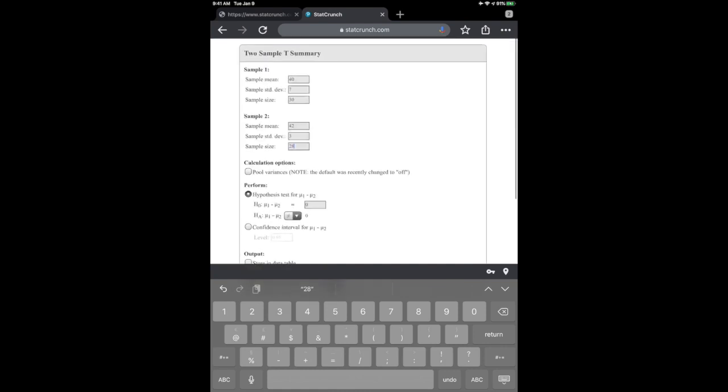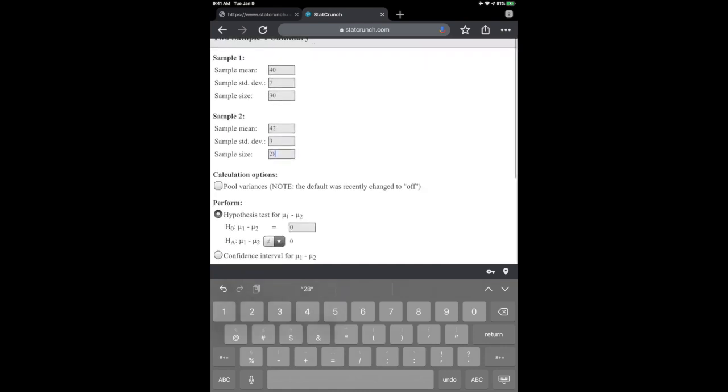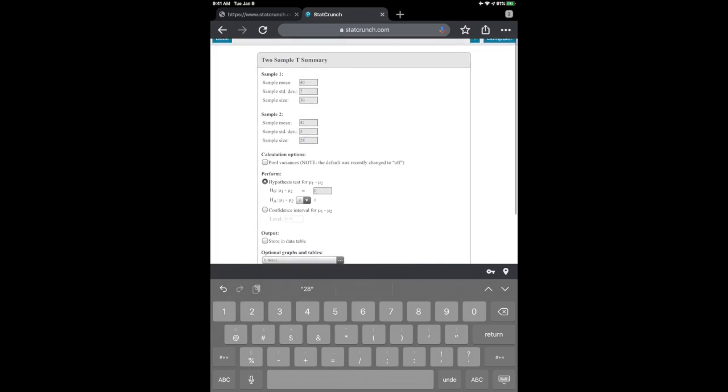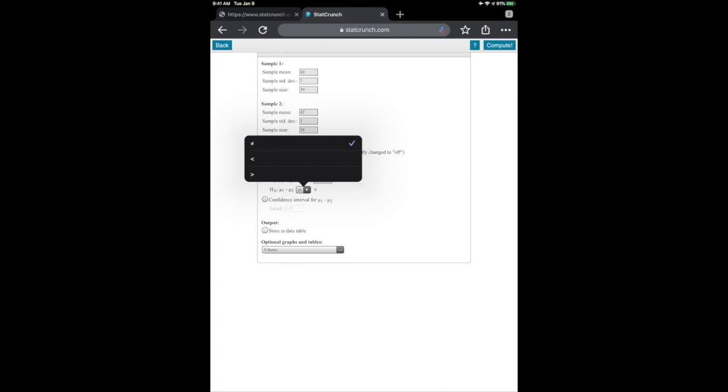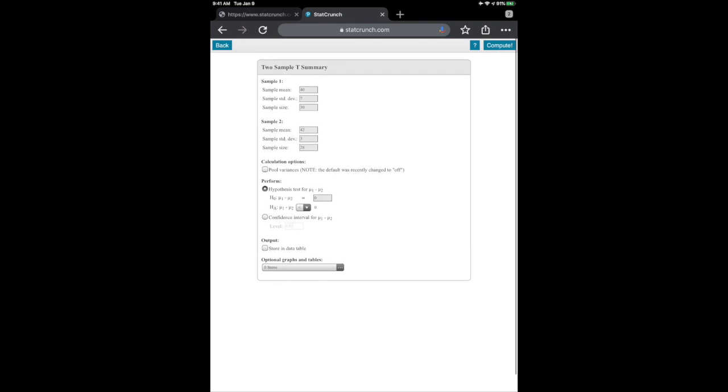Right? Zoom in a little bit so you guys can see. I'm just entering the numbers in from the problem. Don't have to tinker with anything. I just need to set up my HA. It's set up with not equal to right now, but we want to know if the first sample for route A produces a faster route, which means it takes less time. So I'm going to choose less than and hit compute.